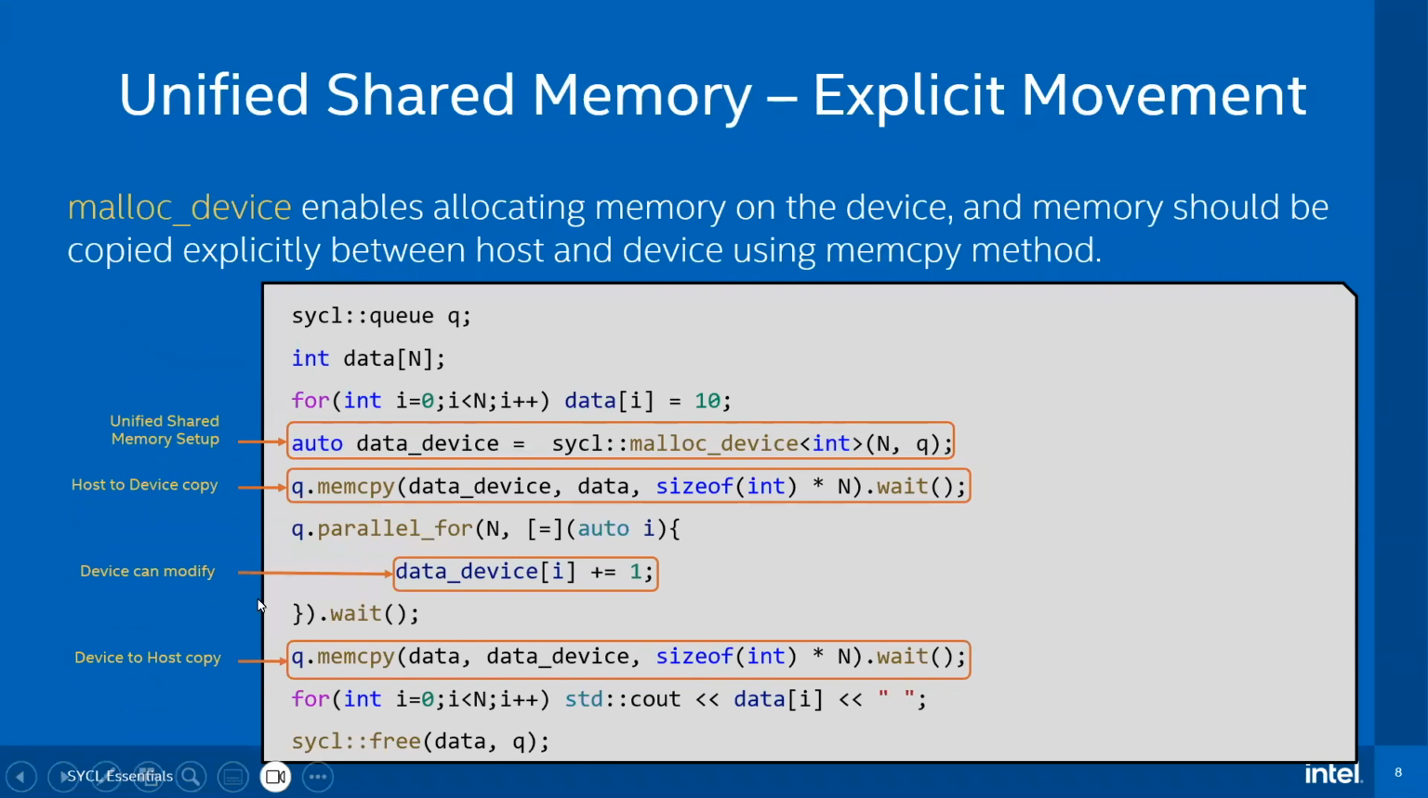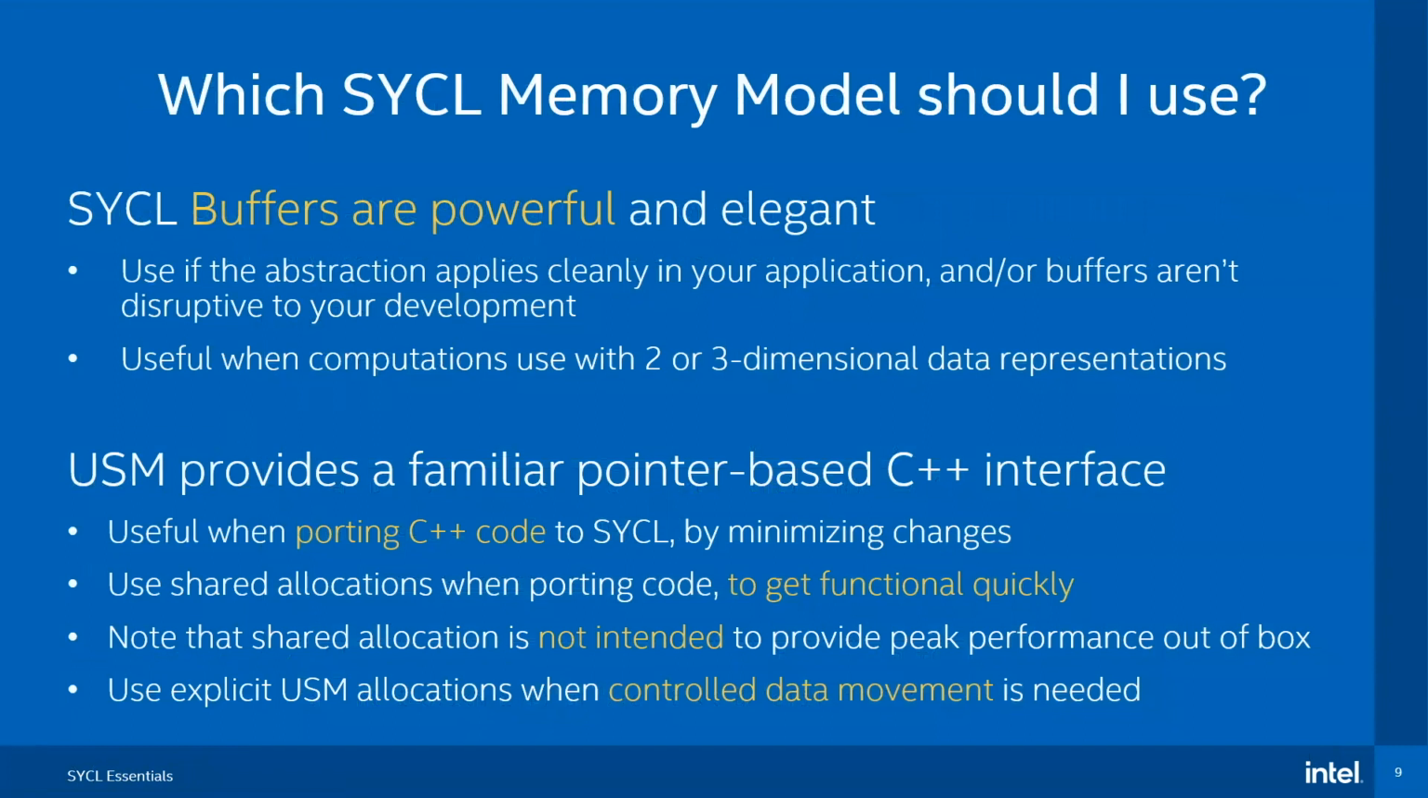So the main difference between this code, implicit movement and explicit movement, is the memcpy, right? So usually we recommend to do the explicit movement because you will have complete control of data movement, and you can actually get better performance by smartly moving the memory at the right time in the code, right? So these are the various ways to manage memory in SYCL.